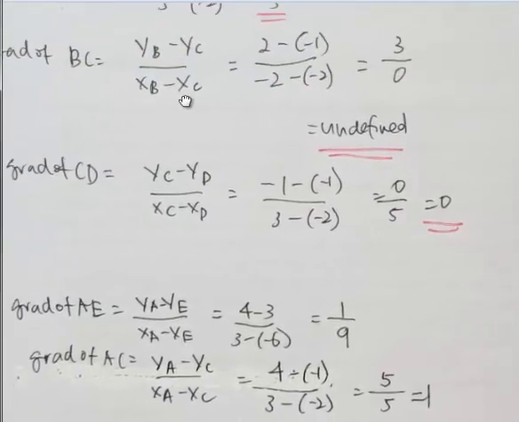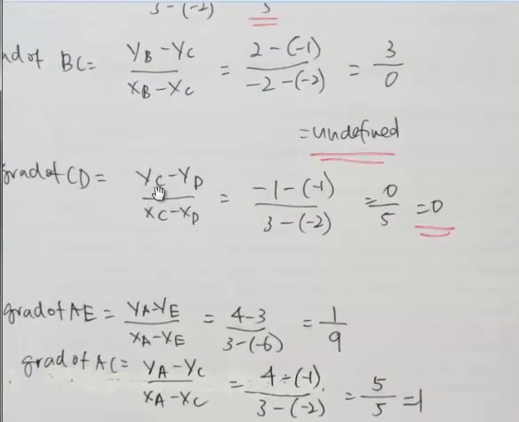And the gradient of CD, which is yC minus yD over xC minus xD, equals negative 1 minus negative 1 over 3 minus negative 2, equals 0 over 5, which is equal to 0.